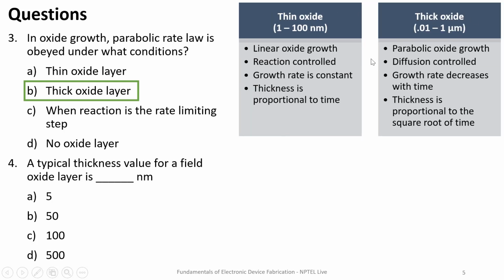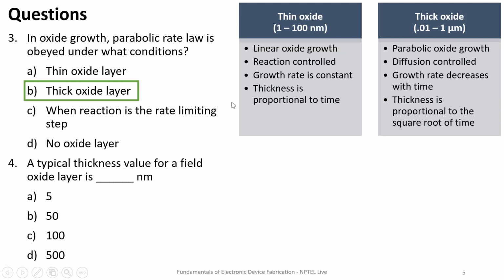So basically, these are the differences between thin oxide and thick oxide. Thin oxide lies in the range of 1 to 100 nanometers. The average will be in the range of about 30 to 50 nanometers. Thick oxides will be much greater than 100 nanometers, from a few hundred nanometers up to 1 micron. So thin oxide has a linear growth rate, and thick oxide has parabolic oxide growth.